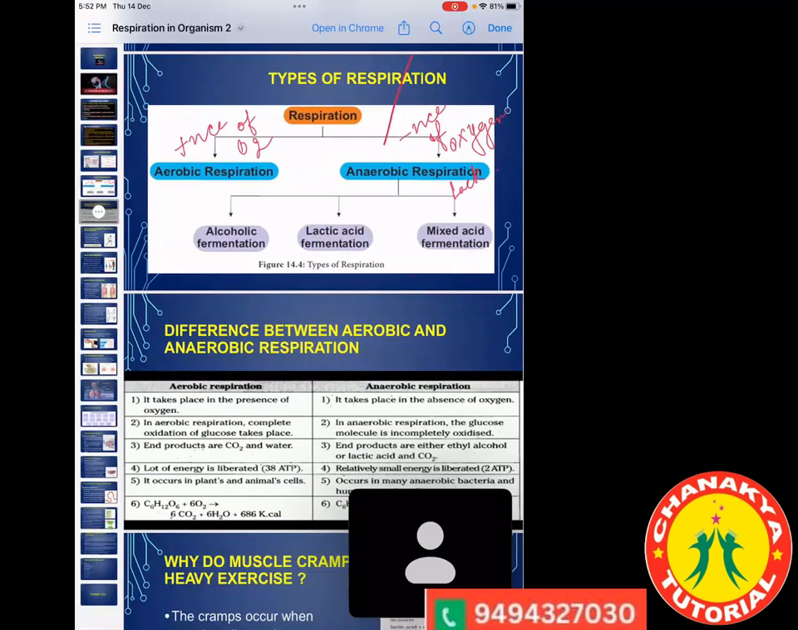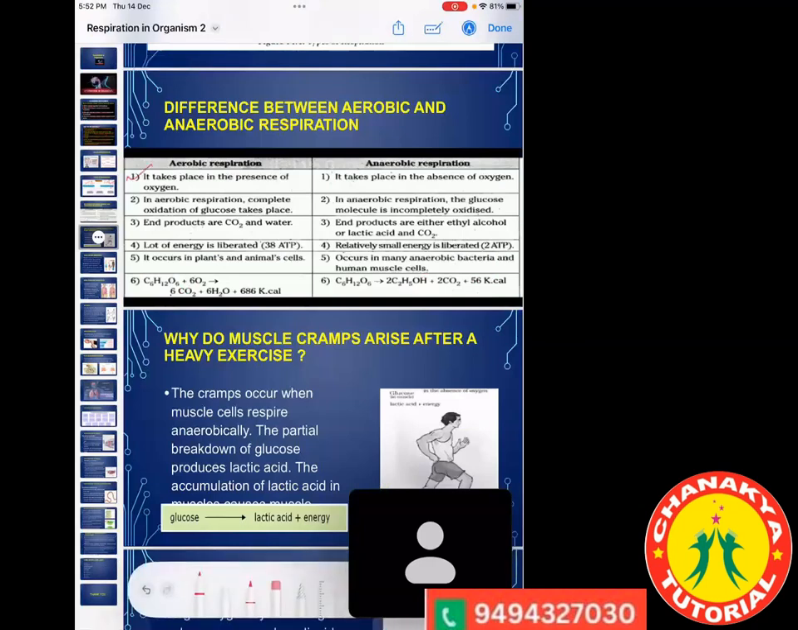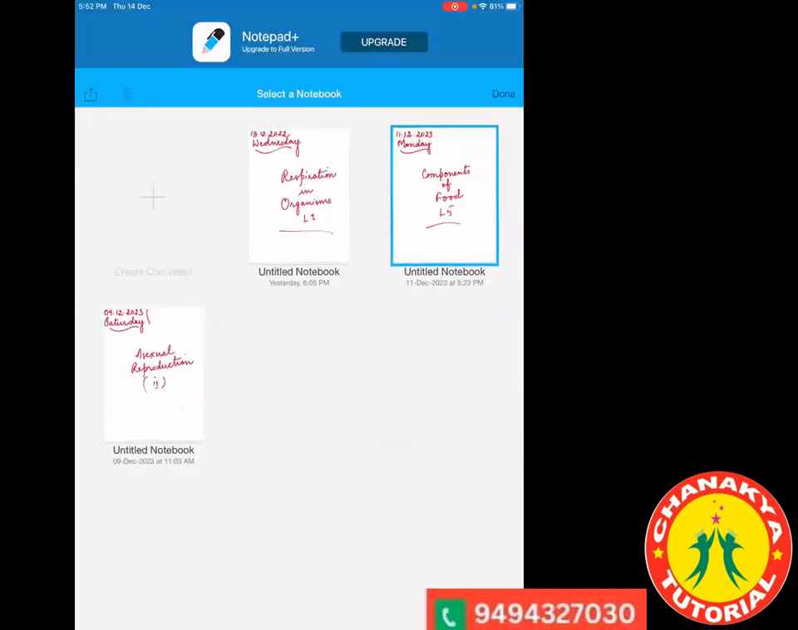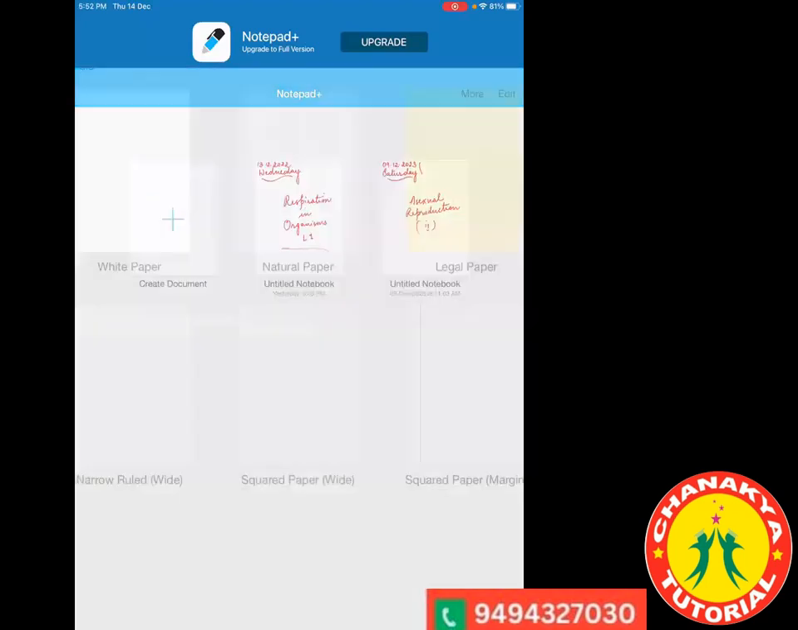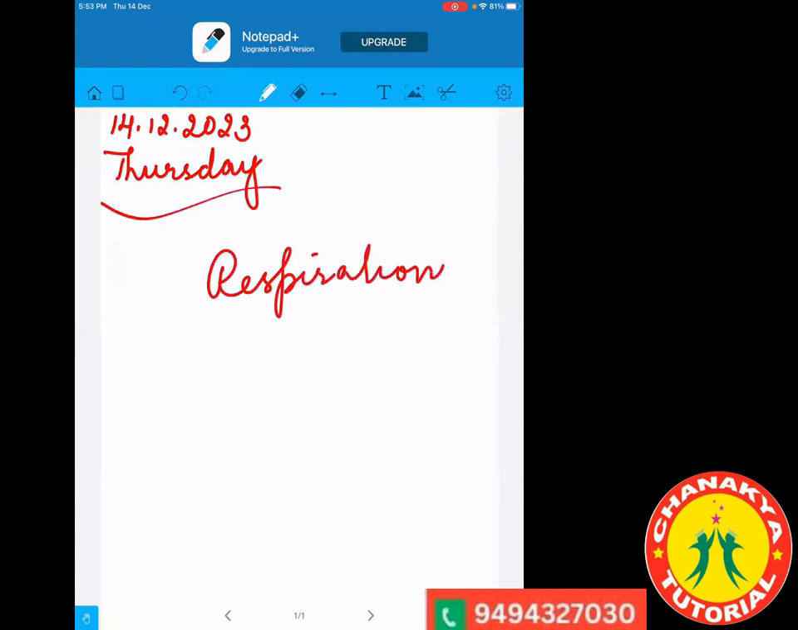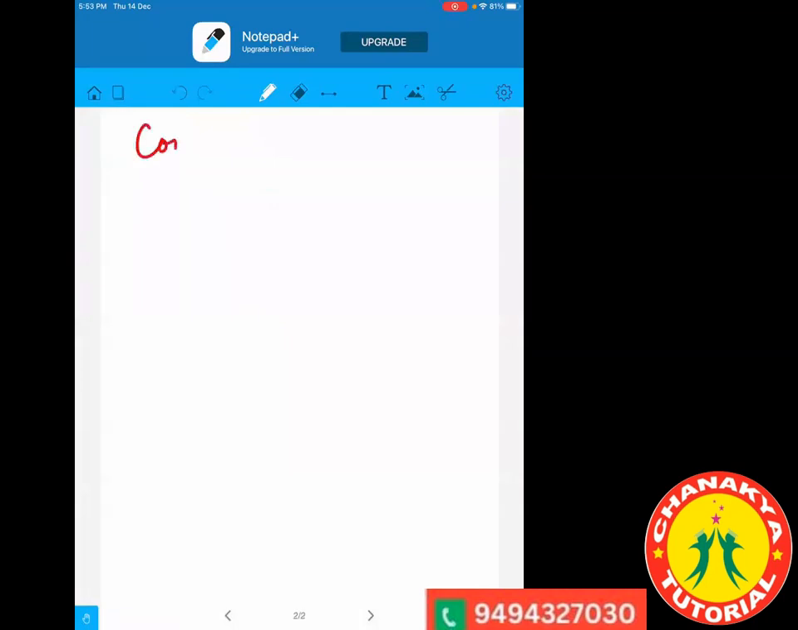There are certain differences between aerobic and anaerobic respiration. Aerobic respiration takes place in the presence of oxygen, whereas anaerobic takes place in the absence of oxygen. Then in aerobic respiration, complete oxidation of glucose takes place. So I'll explain what we mean by complete oxidation of glucose. In the statement, it was said that complete oxidation of food takes place.